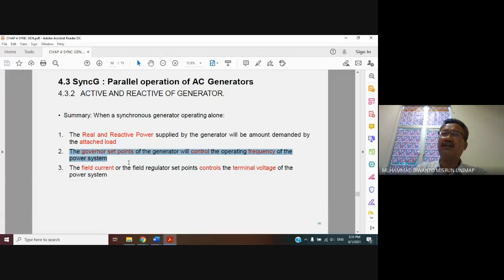The answer is the field current. Remember, in one synchronous generator, the field current flows in the rotor winding. This field current can come from a DC voltage source, which can be a separate source, a battery, or a DC generator coupled together with the rotor of the synchronous generator.